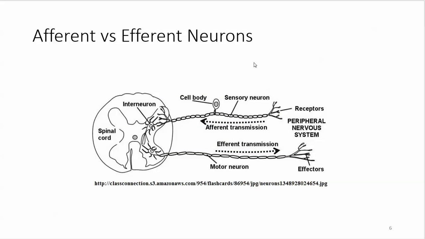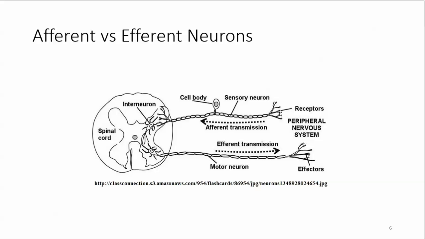In this last slide, we're going to talk about the difference between afferent and efferent neurons. So, this is in the peripheral nervous system. So we have a receptor. Let's say this is a nociceptor, which is a pain receptor. Okay? You prick your finger.